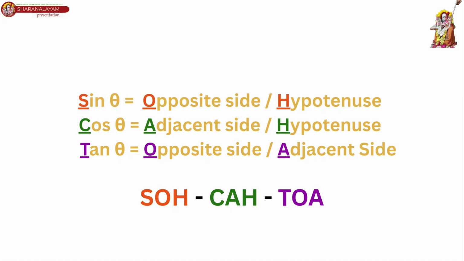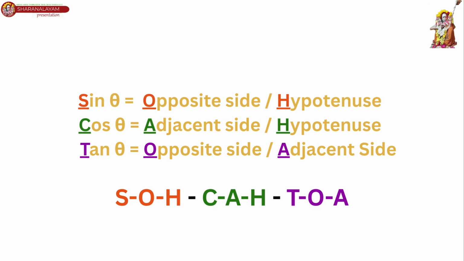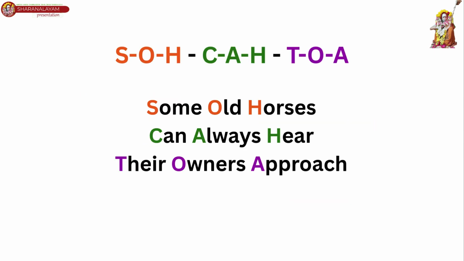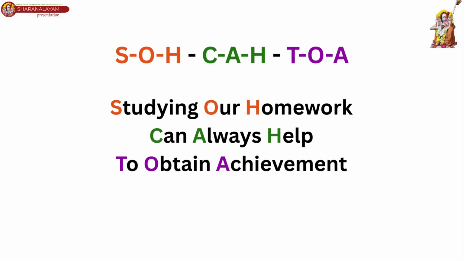Okay, so ka toa. Another way is to expand the letters into a sentence. For example, some old horses can always hear their owners approach. If you look at the initial letters of each word, you see S, O, H, C, A, H, T, O, A. Do you see that? The same thing, so, ka, toa. Okay, that's one. Another example will be studying our homework can always help to obtain achievement. Here also SOH, CAH, TOA.